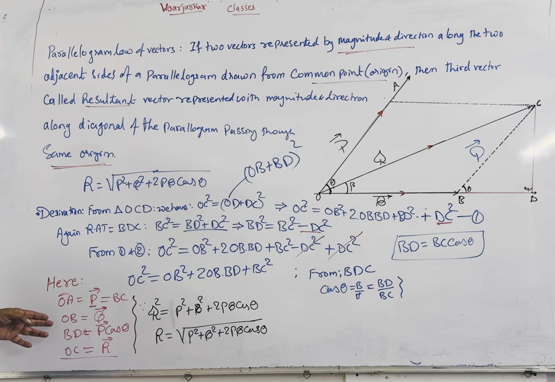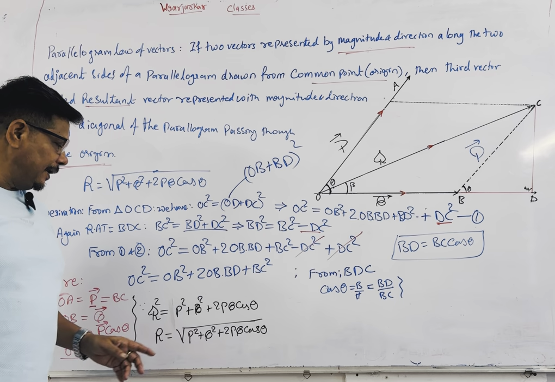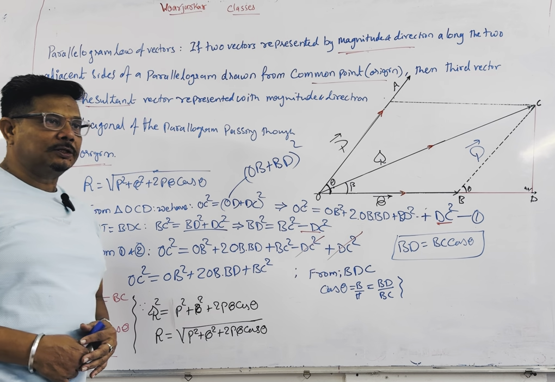OA is equal to P, OB is equal to Q, BD is equal to P cos theta, and OC is equal to R. Put all values, and you will get R is equal to the square root of P square plus Q square plus 2PQ cos theta.